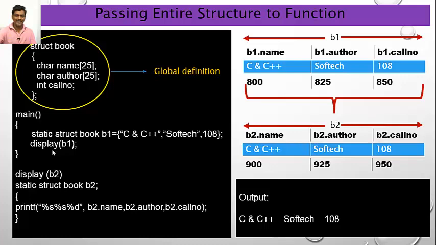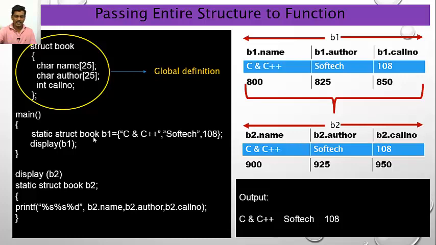But we want to pass the entire structure to a function. At the time of passing, we pass a structure variable. At the time of receiving, it should also be a structure variable. So that's why we define that structure as a global definition. So the main function starts with struct book b1. Because it is a global definition, we can use that struct book in this function. It is a global one, so we can use it in all functions of the program.